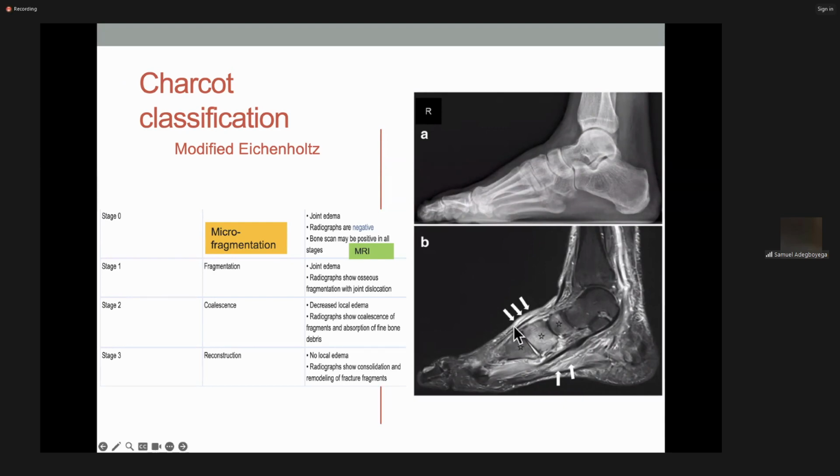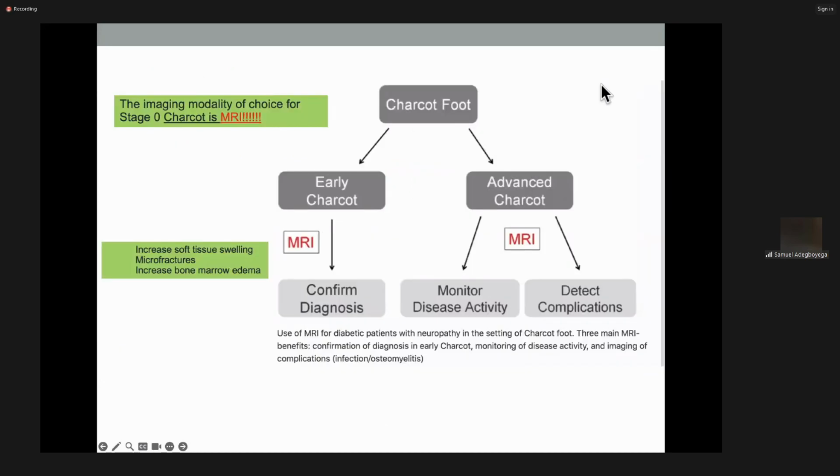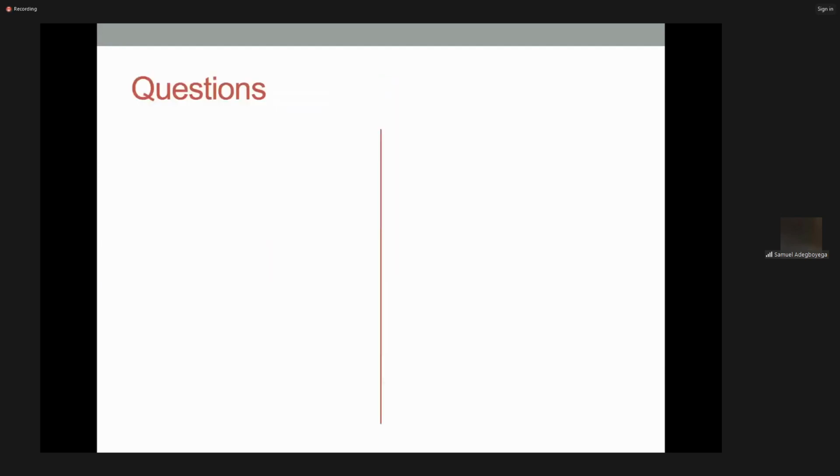Okay. So when you get this on the exam, is this active stage 0 or stage 1? Stage 1. No, stage 0, sorry. Stage 0, because on the X-ray you don't see anything. So that's active stage 0. When it comes to early Charcot, you want to do an MRI to confirm your diagnosis, and you want to put them in a total contact cast as soon as possible.